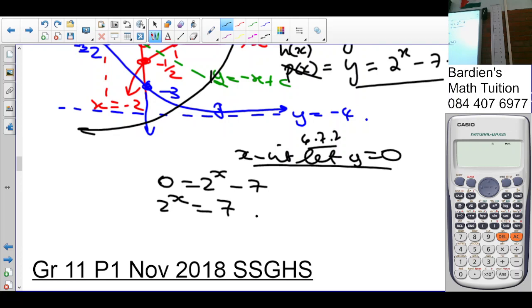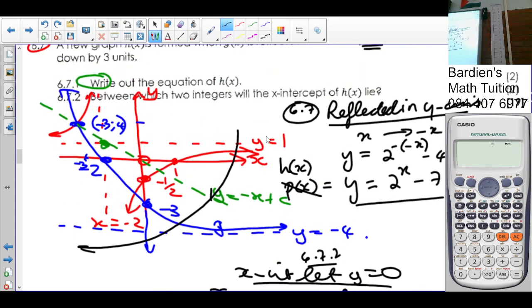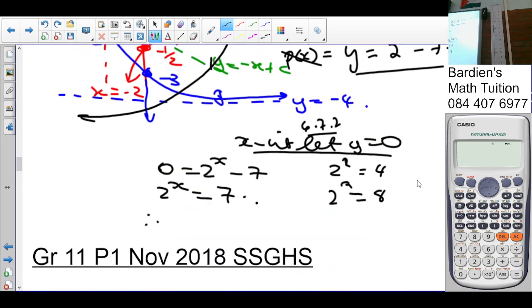So if I say 2 to the 1, of course it's 2. 2 to the 2 is 4. 2 to the 3 is 8. So 2 to the 2 is 4 and 2 to the 3 is 8, and 7 lies between 4 and 8. Therefore, what's the question? Which two integers will the x-intercept of h lie between? So it will lie between x equals 2 and x equals 3. That's one way of looking at it.